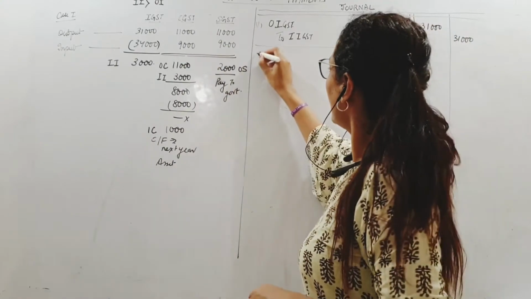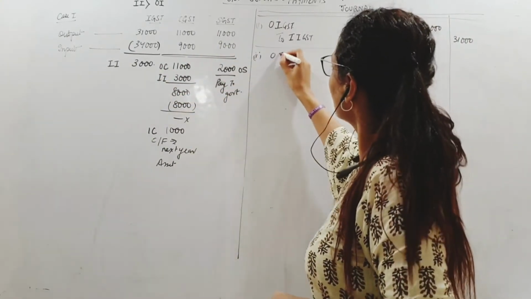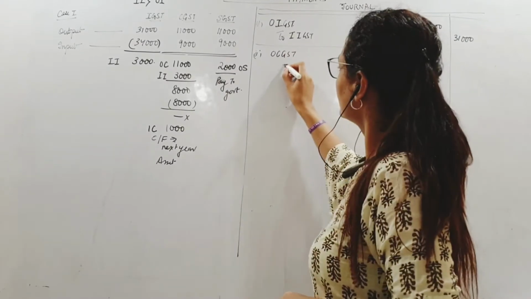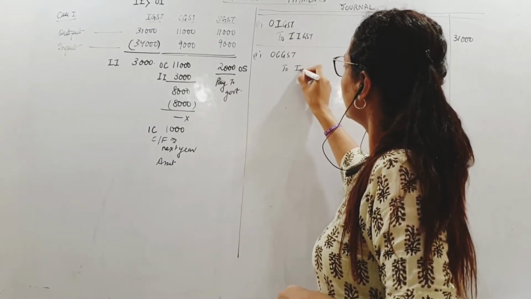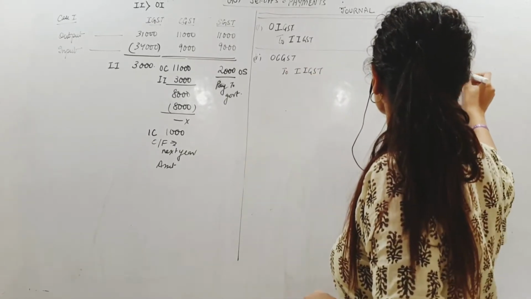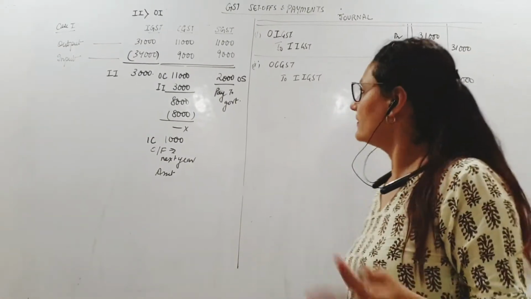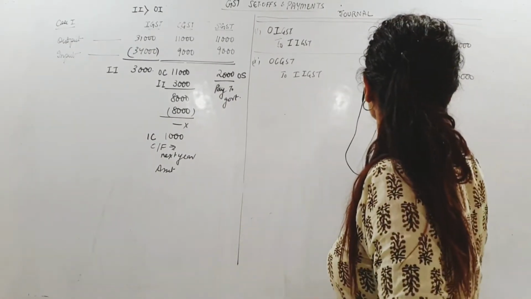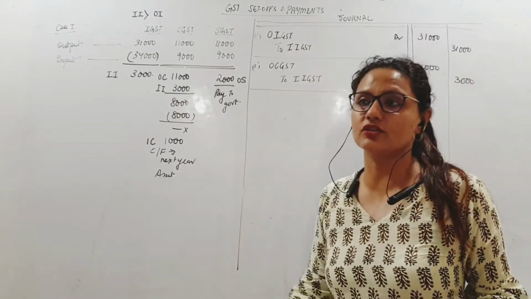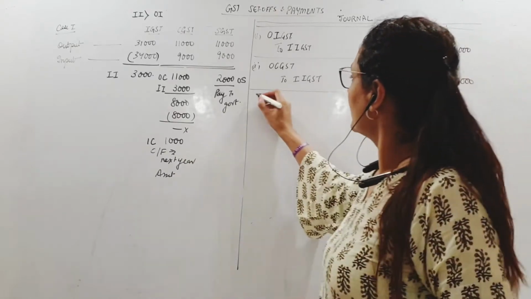Now here I am setting off against output CGST. So output CGST account debit to input IGST. Input IGST कितना हो गया? 3,000, right? Then I'm not merging it here right now. You can also pass a combined journal entry for this and the next entry. Okay? Now next entry.